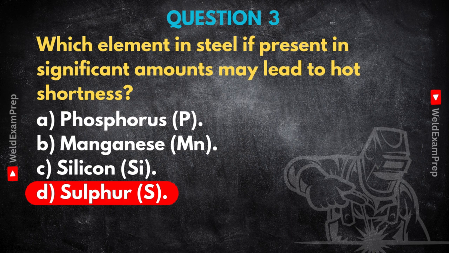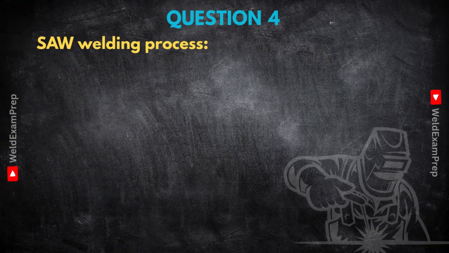Incredible detail. Okay, knowing the material is crucial, but so is controlling the welding process itself. Let's look at submerged arc welding, SAW, a really important industrial process. Question: in the SAW welding process, what would happen with excessive voltages?